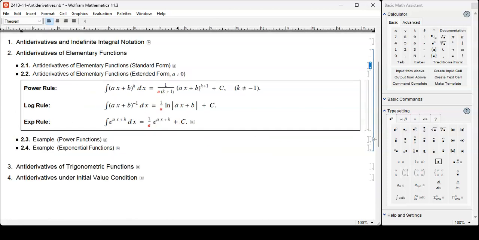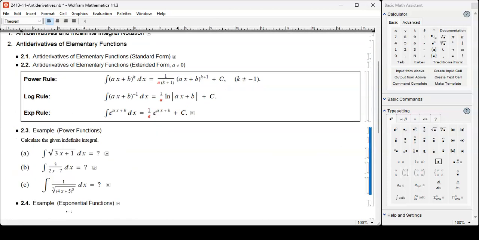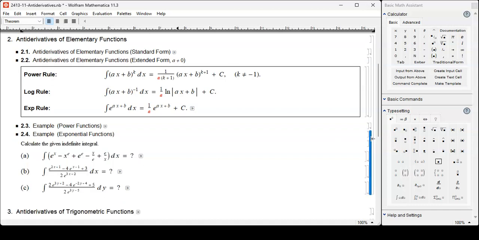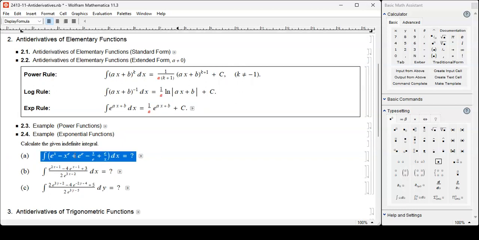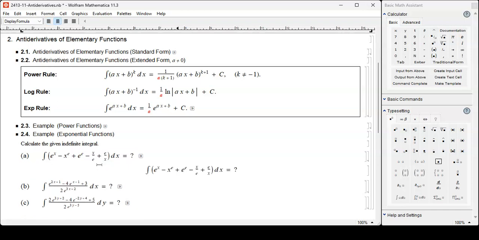And then we went through some example problems on power rules. 1/2 power, negative first power, and negative 3/7 power. Now let's work out some exponential functions. The first problem here does not have anything to do with this ax plus b, but let's talk about it anyway.